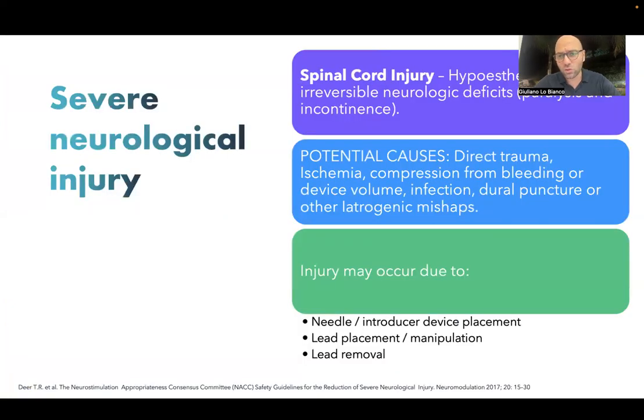One of the most feared complications is spinal cord injury, which can range from hypoesthesia to irreversible neurological deficits. The potential causes are direct trauma, ischemia, compression from bleeding or device volume, infection, dural puncture, or other iatrogenic mishaps. Injury may occur due to needle placement, introducer placement, lead placement or manipulation, and lead removal.